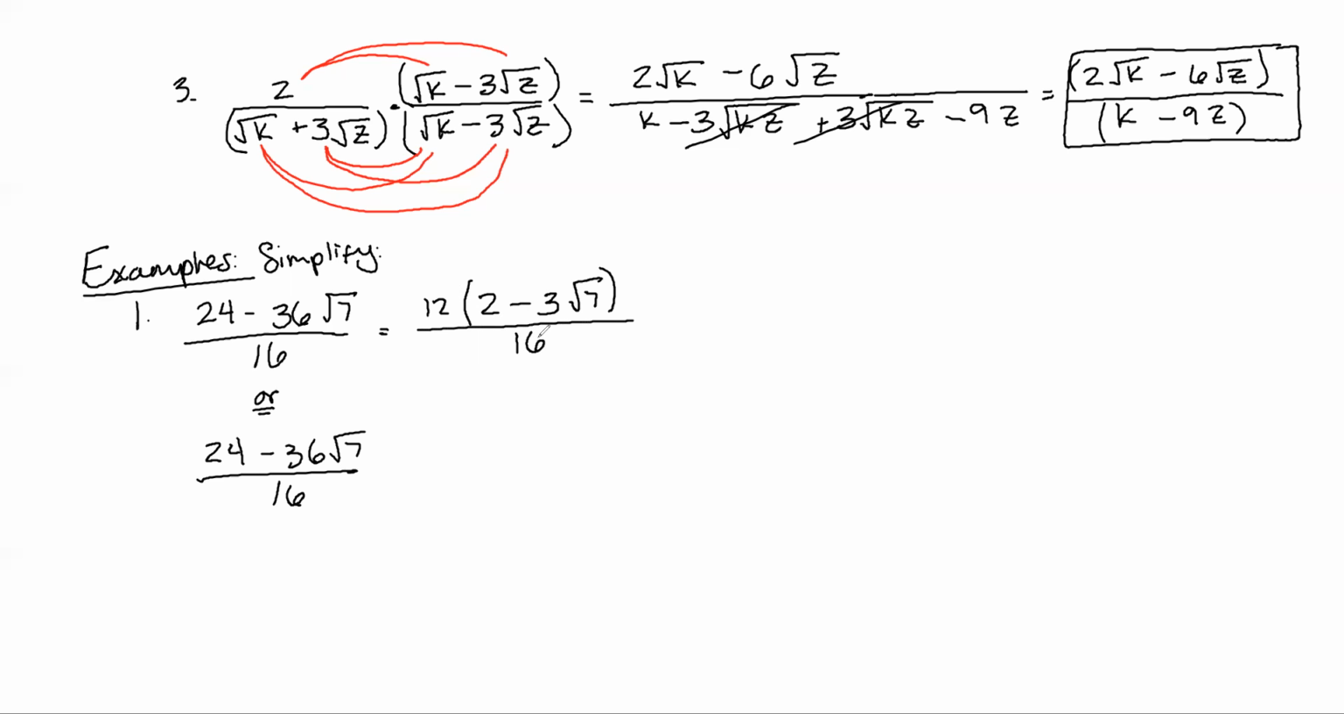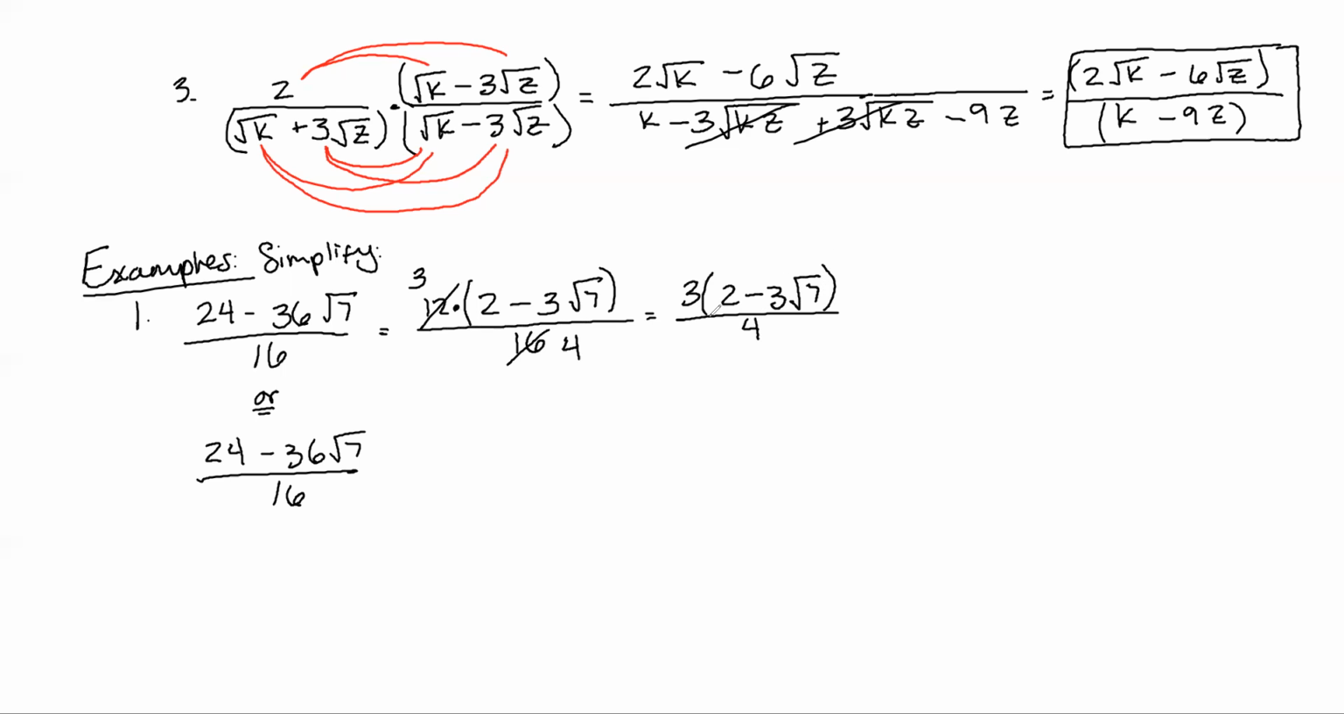Since there's multiplication right here, the 12 is not in that group of parentheses. I can reduce the 12 and the 16 by 4. So 12 divided by 4 is 3, and 16 divided by 4 is 4. So we're left with 3 parentheses 2 minus 3 square root of 7 all over 4.